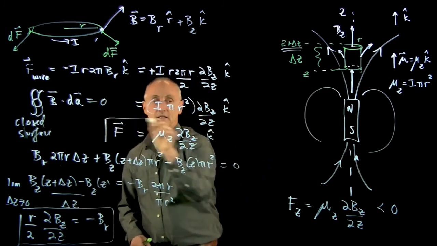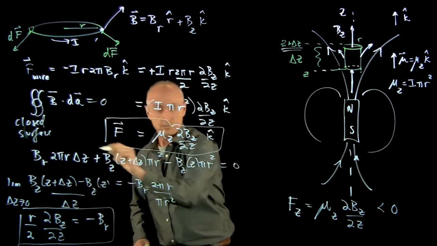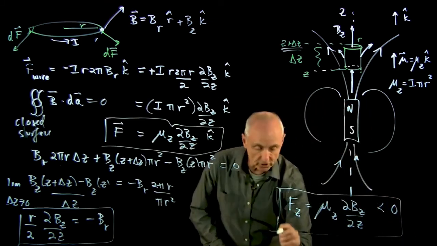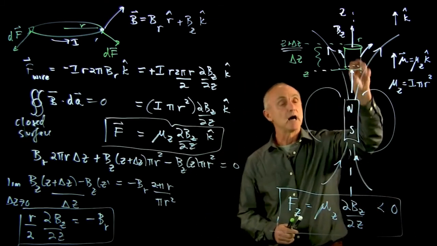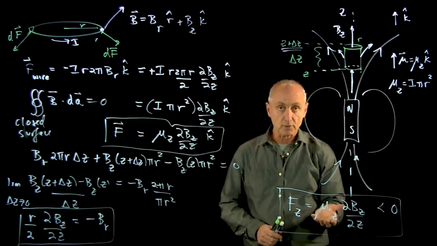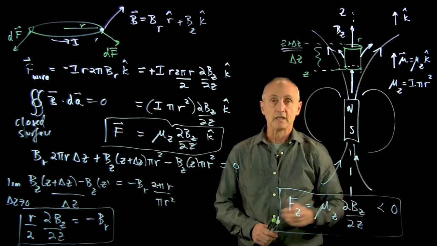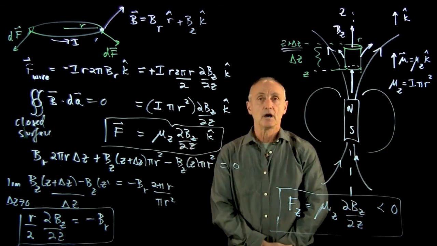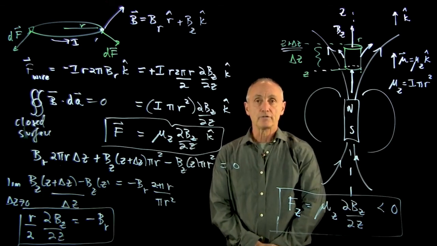And that's exactly what we claimed when we said that the z component of the force on a dipole in a magnetic field is equal to the z component of the dipole moment times the gradient of the magnetic field. This is a beautiful application of Gauss's law for magnetism.